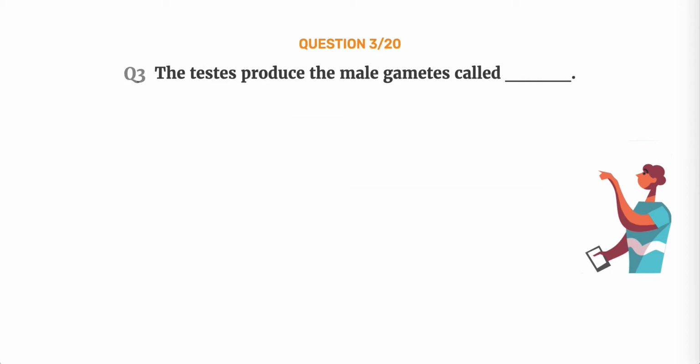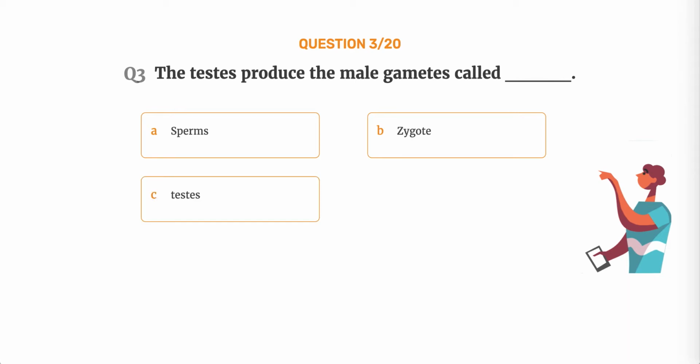Question number 3. The testes produce the male gametes called underscore. Option A. Sperms. Option B. Zygote. Option C. Testes. Option D. None of the above.